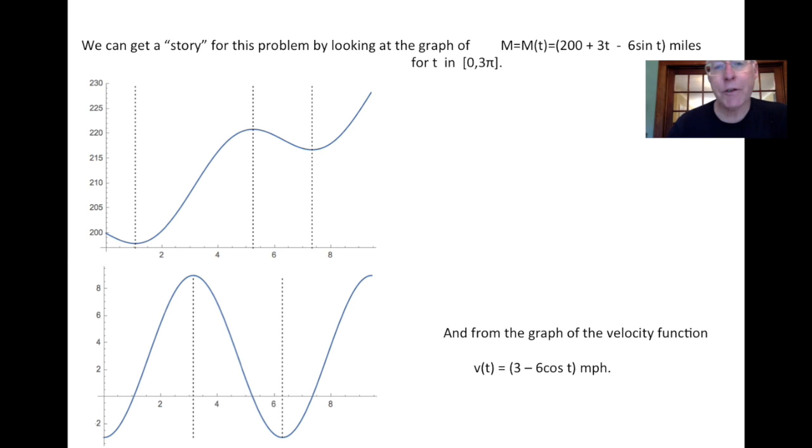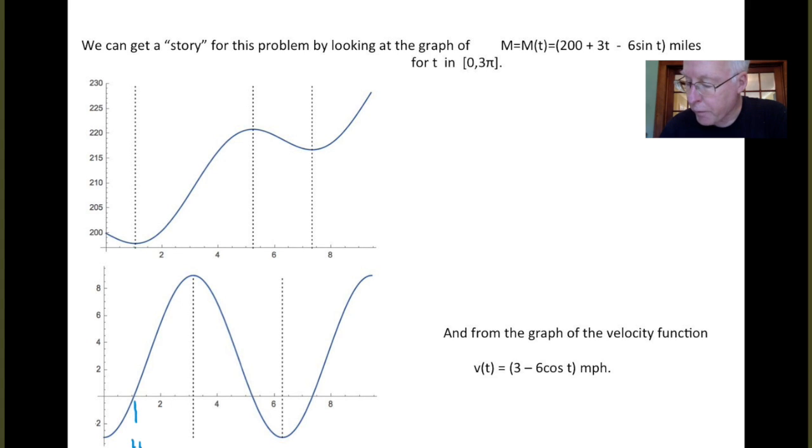Finally, let's look at the velocity function along with this. Here's the graph of the velocity function we found earlier. V of t equals 3 minus 6 cosine t in miles per hour. And here is the value pi over 3, where the velocity turned out to be 0. And of course, we see the velocity is below the vertical axis here, so here is the negative part. Negative velocity means the car is going backwards and the graph is going down, or decreasing.